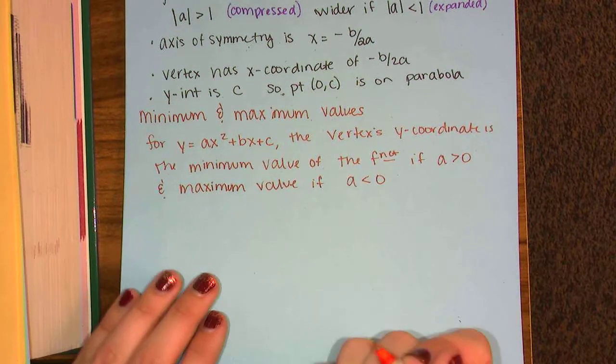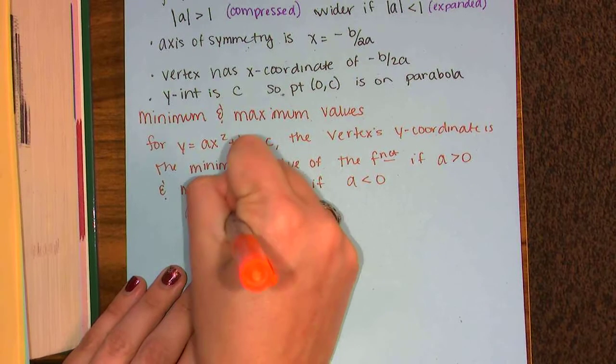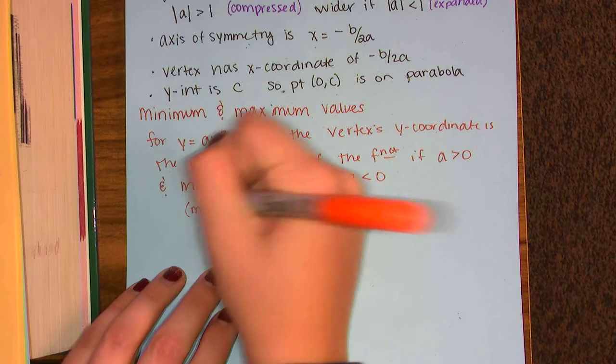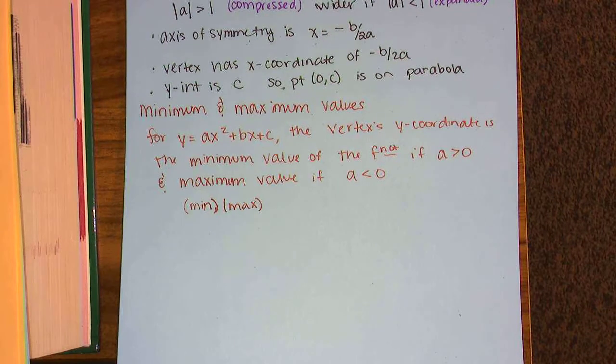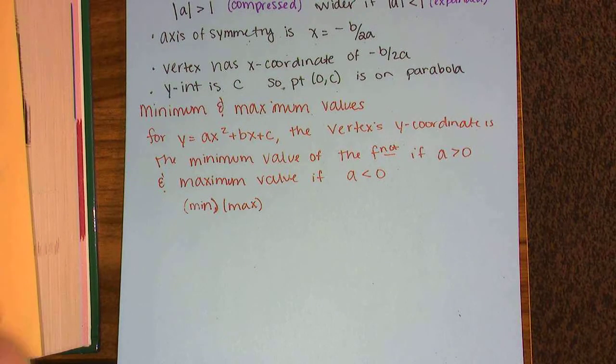Just so you know, we can write this as min or max. When I say tell me what the min is, tell me what the max is, you can say min is blah, blah, blah. You don't have to say minimum every time or maximum every time. You don't even have to graph it to see this. You can literally just use the formula for the vertex to find it and then figure out from there what it is.